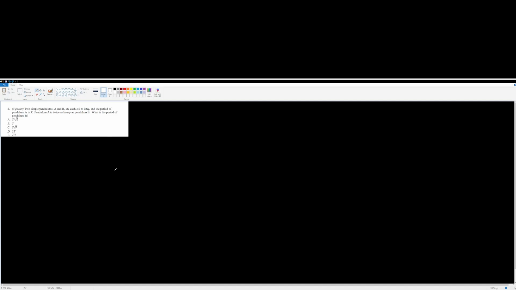All right, so now we're on to number 8. So we have two simple pendulums, and we're given their length. The length is equal, and the pendulum A has a period of T, and we're asked what pendulum B's period is if it's twice as heavy, or if it's actually half as heavy.